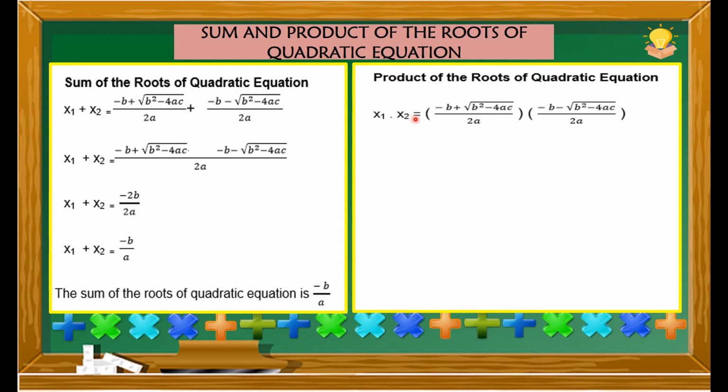Okay, let's now proceed with the product of the roots. Kung ang ating sum is negative b over a, ano naman kaya ang product of the roots? So let's have here the product. So you will simply get the two of them. It will become negative b plus the square root of b squared minus 4ac all over 2a. Multiply it by negative b minus the square root of b squared minus 4ac.